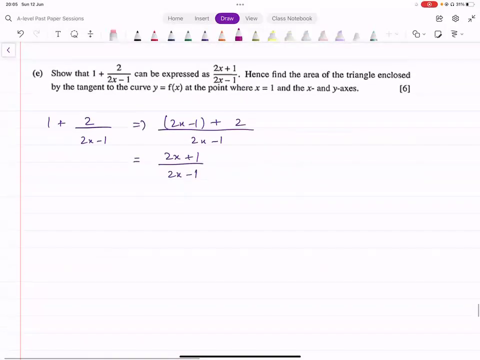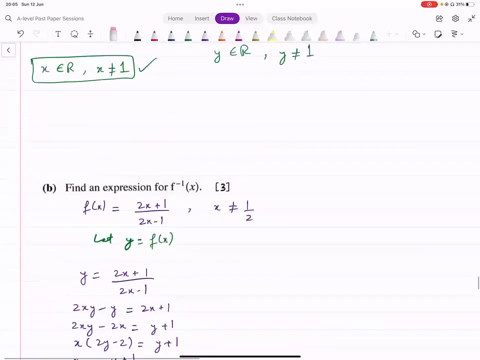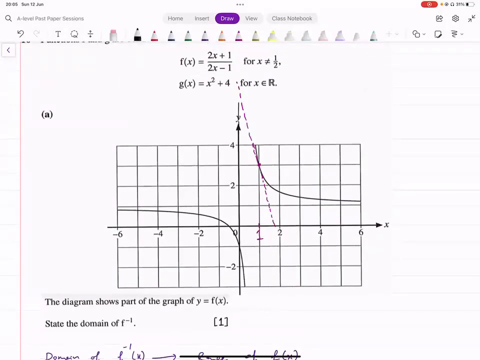Now it says area of the triangle enclosed by the tangent to the curve and the x and the y axis. Okay, so this tangent intersects the x and y axis somewhere. Let's just extend this bit, the y-axis. The tangent intersects the x and y axes, so it intersects the y-axis here, and the x-axis here. We've got to find the area enclosed by these 3 lines, the tangent, the x-axis, and the y-axis. So this is the triangle that we're talking about.